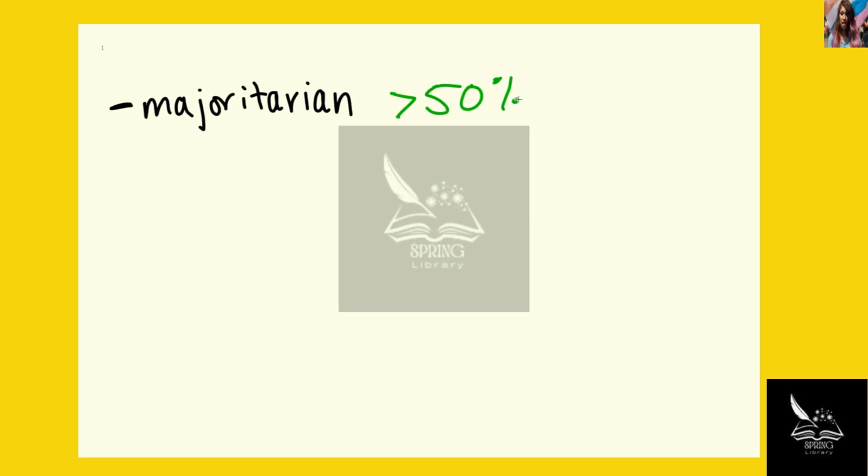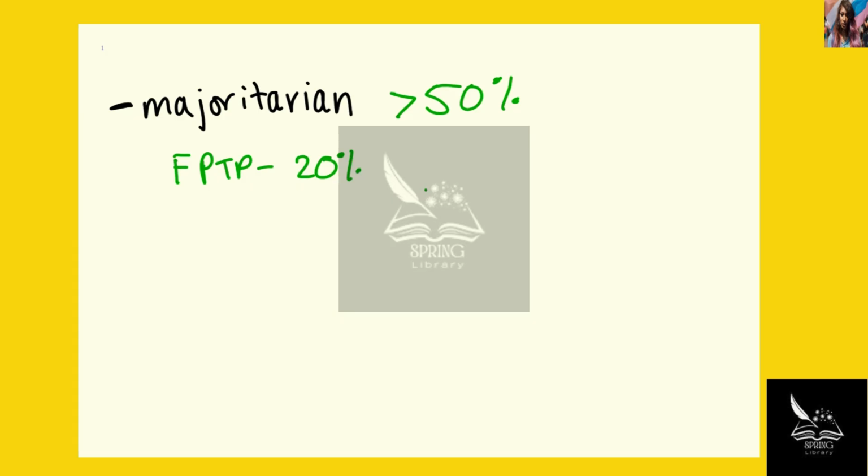So here are some other possibilities. You could have a majoritarian system. The majoritarian idea is that you have to get greater than 50%. In first past the post, it's just whoever has the most number of votes, so you could have somebody win with 20% of the votes.